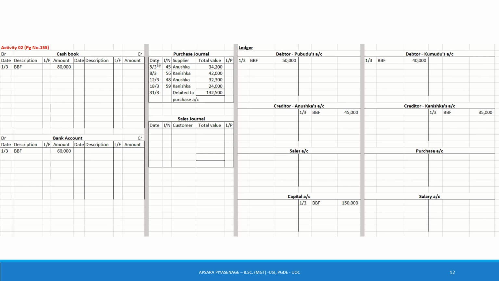Now we will post these values to the ledger accounts. So the total value of purchases should be posted to the purchase account. Purchase account should be debited with 132,500. So the date is 31st March. For the description, we can write creditors.